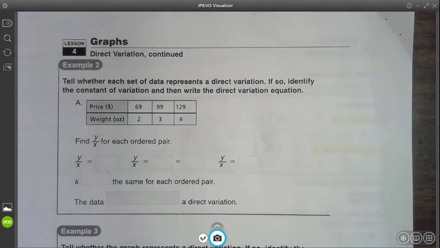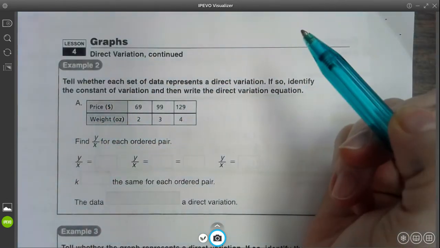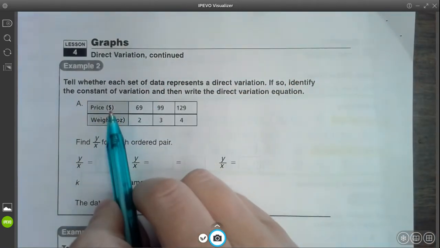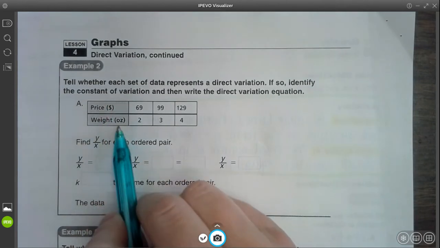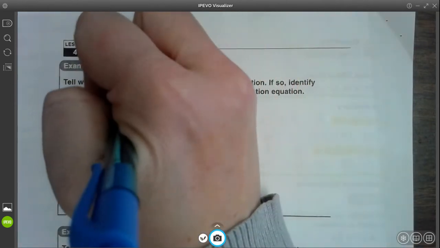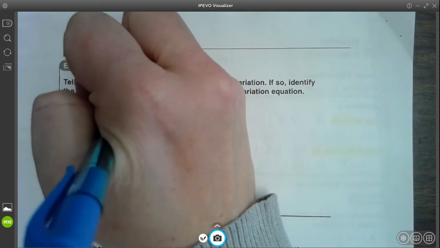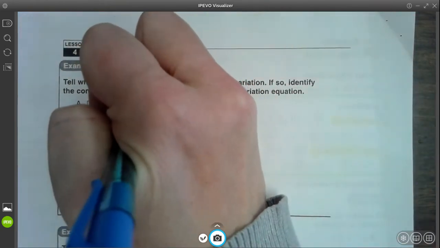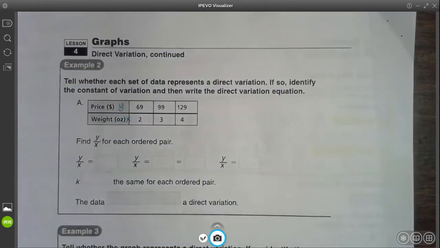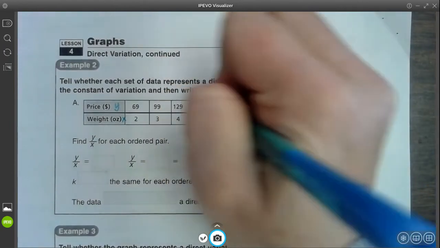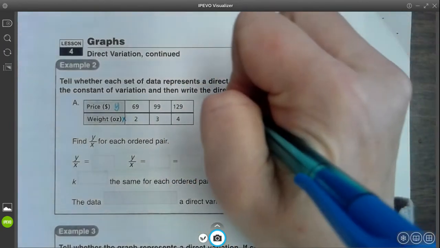Now I don't really like how they write this, because price is always a dependent variable. Price of something depends on its weight. So really, this is our y coordinates here, and this is our x coordinates.